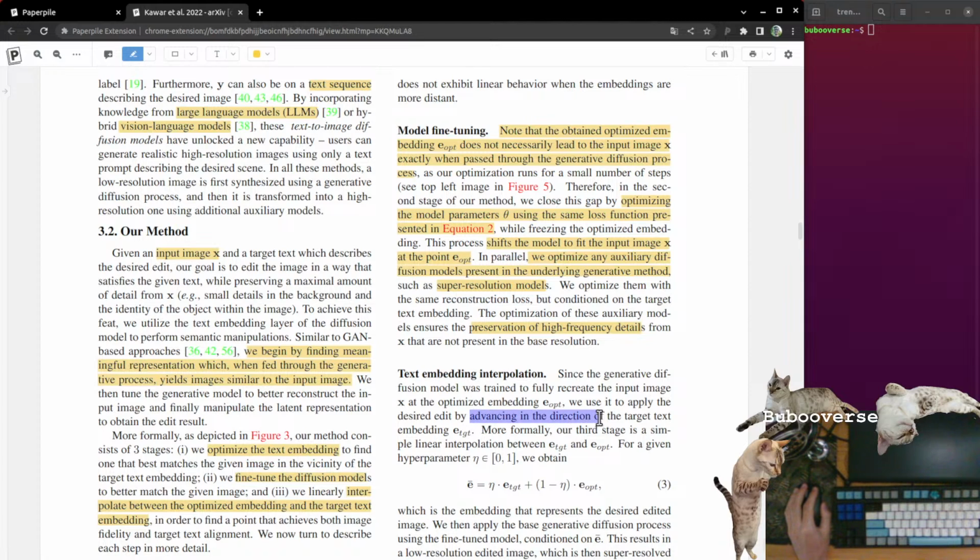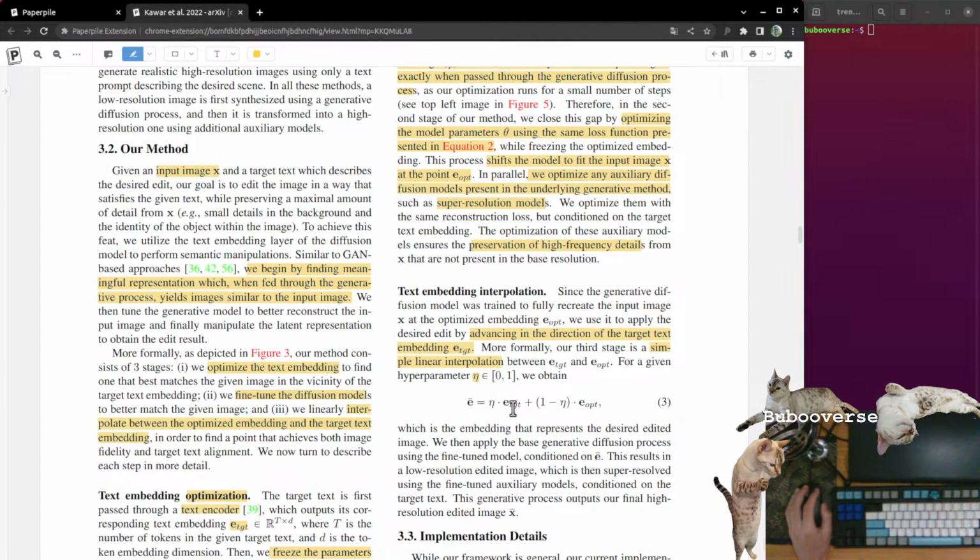Okay, what does advancing in the direction of the target text embedding mean? It's actually just simple linear interpolation between eTarget and eOptimized. So there's this hyperparameter n, looks like an n, I don't think it's actually n, and you're just interpolating between those, right? If n is between 0 and 1, if n is 1, then it's all eTarget and this term is 0. If n is 0, then this term is 0 and eopt is all eopt.